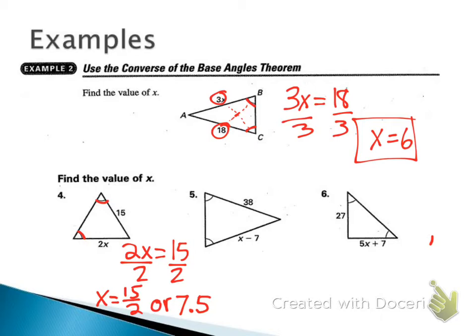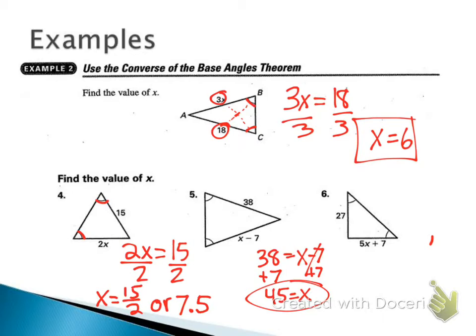All right, what about number 5? So 38, because that's across from that angle, equals x minus 7. It's across from the other congruent angle. How do I find x? Add 7. Good. So what's 38 plus 7? So 45 equals x, or you could write x equals 45, same thing.